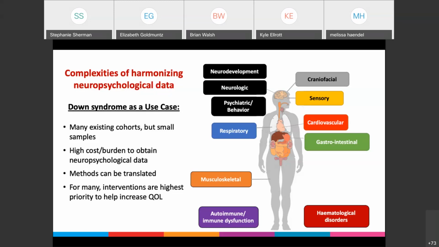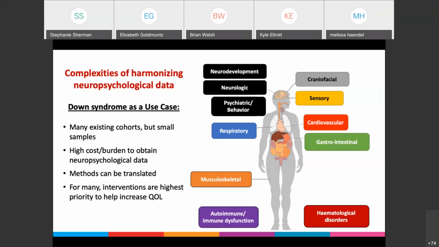So that got us to the neuropsychological data. And why the focus? Again, there's not just our data sets, but there's many existing cohorts in Down syndrome that have done specific neuropsychological test batteries on individuals with Down syndrome, but they're small samples. So we need to try to find a way to maximize the data that exists. Very importantly, and I'm not saying this isn't true for every phenotype that we look at, but specifically for the neuropsychological data, there's a very high cost to the family or the participant to obtain those data.